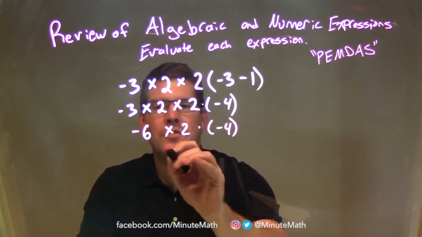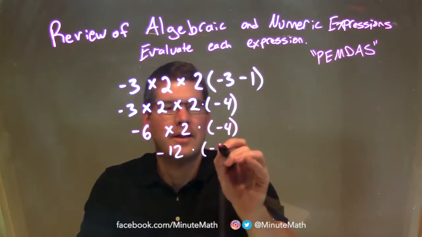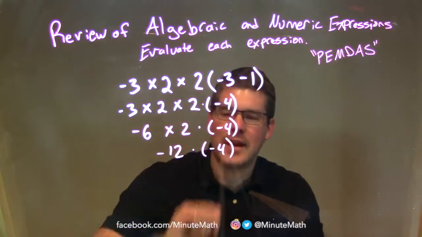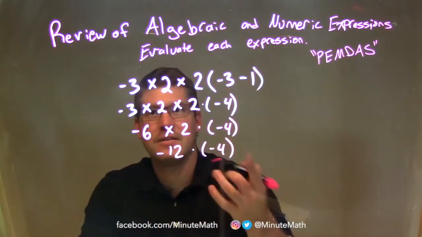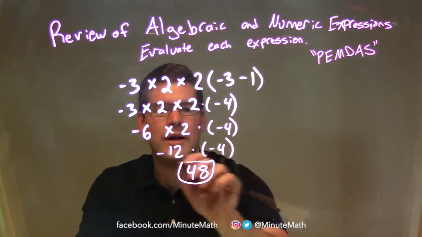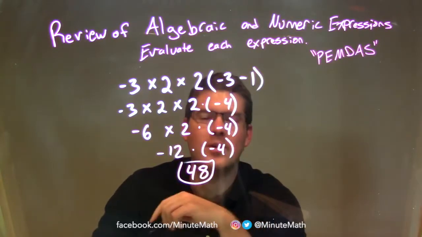Negative 6 times 2 is a negative 12. So negative 12 times a negative 4 right there. Now, negative 12 times a negative 4 is a positive 48. So our final answer here is just a positive 48 because a negative times a negative is a positive.